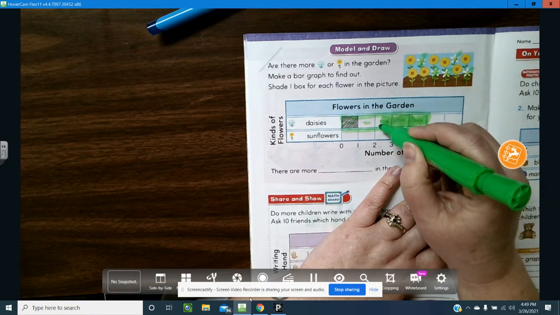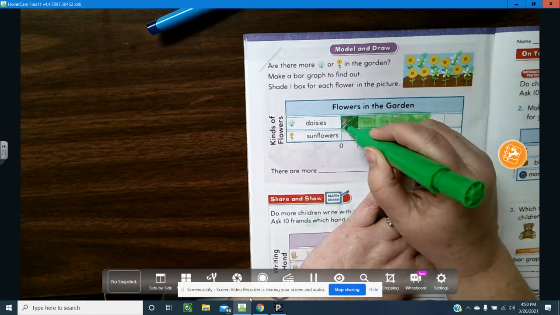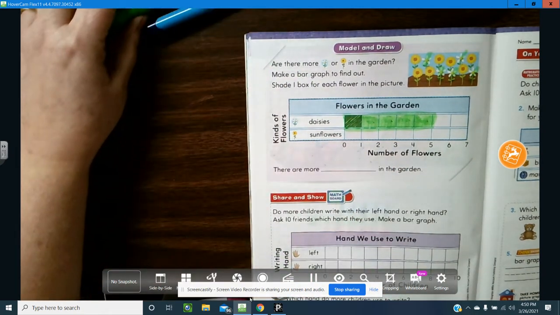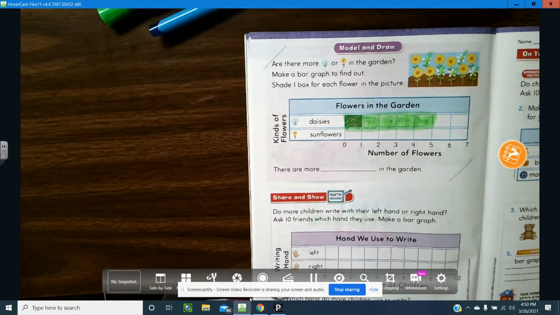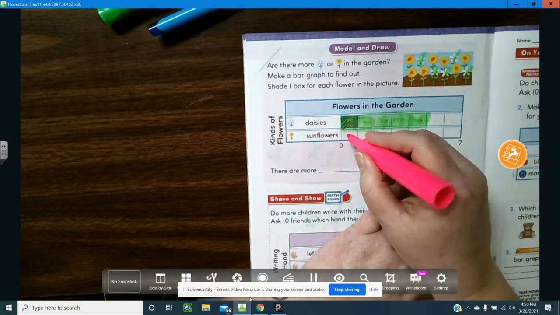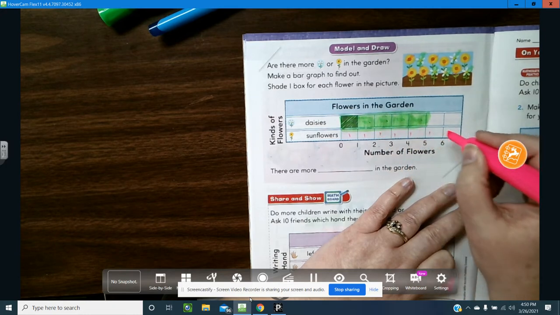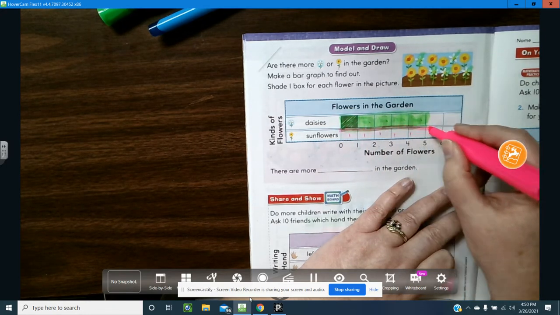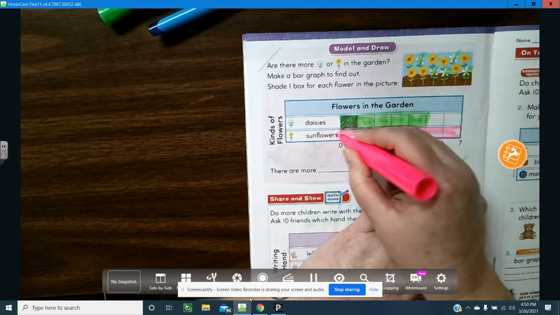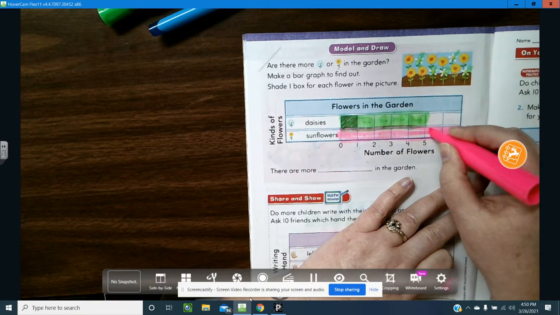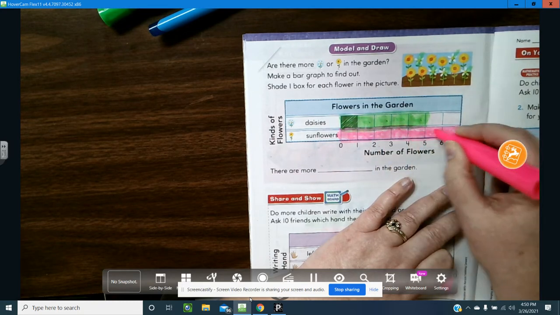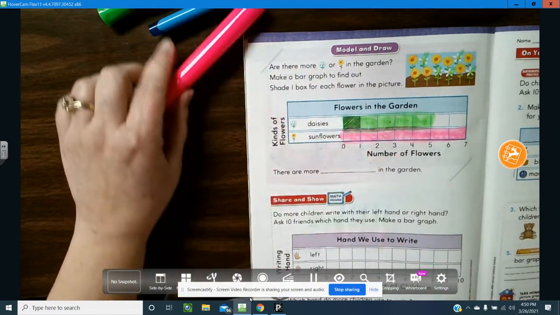A bar is just a big rectangle, boys and girls. I'm going to draw my big rectangle bar. Now it wants to know how many sunflowers. I use pink for sunflowers. 1, 2, 3, 4, 5, 6, 7. I'm going to draw my big rectangle bar. Color it in. There we go.